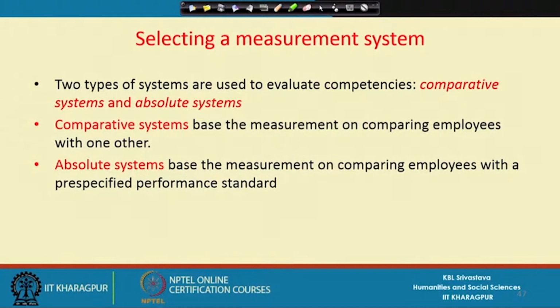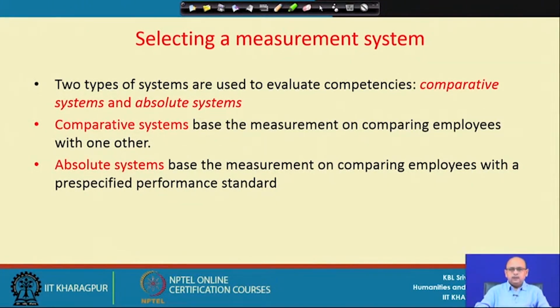Now, when it comes to identifying a measurement system, that is, what kind of measurement approach you are going to use, there are two kinds of systems available: comparative systems and absolute systems. In a comparative system, you compare one employee with other employees and see whether that employee has done better or worse than the others. In an absolute system, you compare using certain pre-specified performance standards, right.